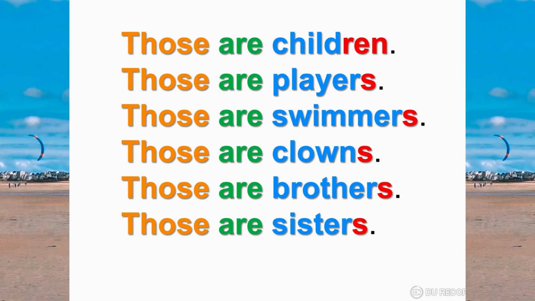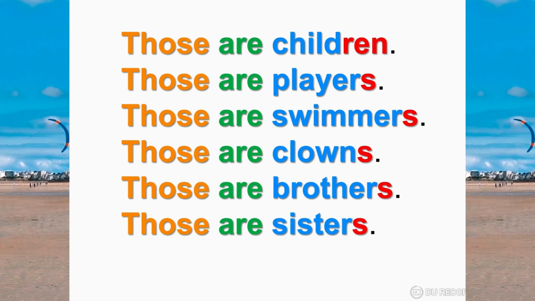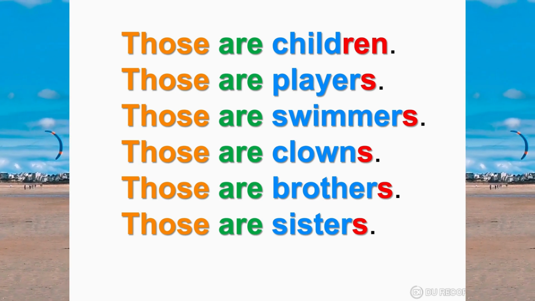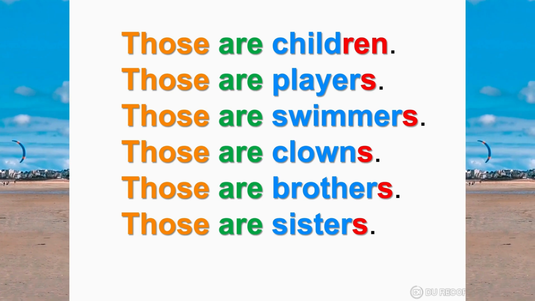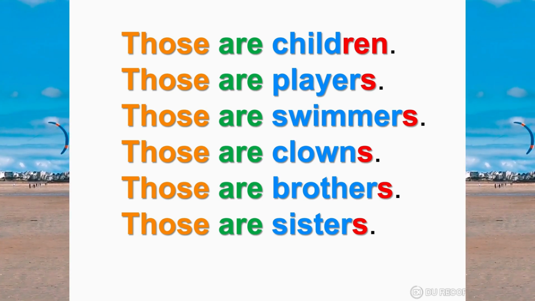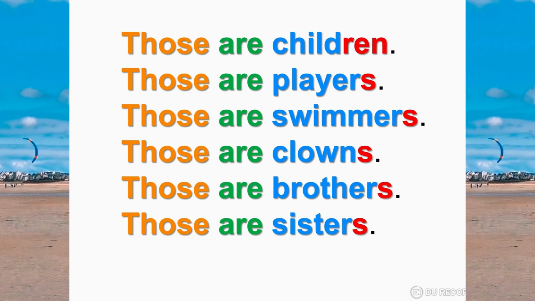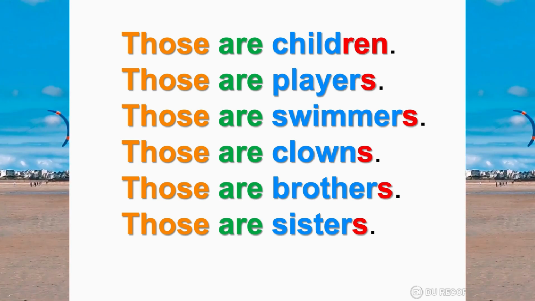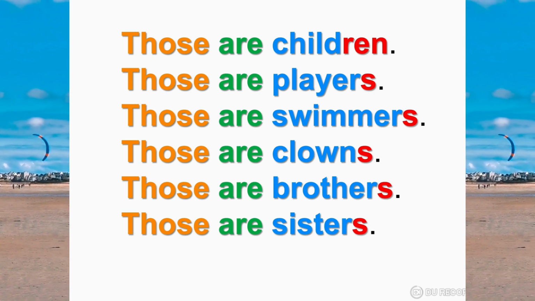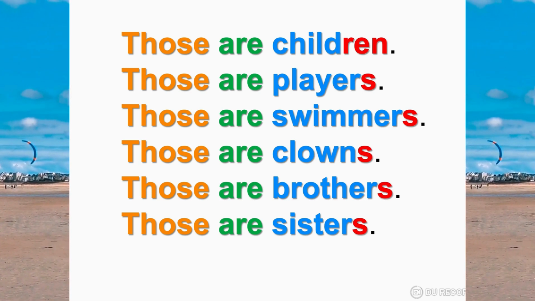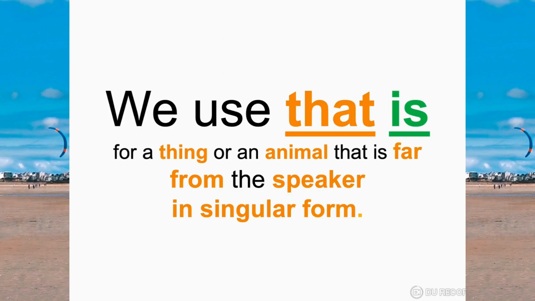So now the plural. Those are children. Those are players. Those are swimmers. Those are clowns. Those are brothers. Those are sisters. Let's repeat after me. Those are children. Those are players. Those are swimmers. Those are clowns. Those are brothers. Those are sisters. Let's go to the next slide.